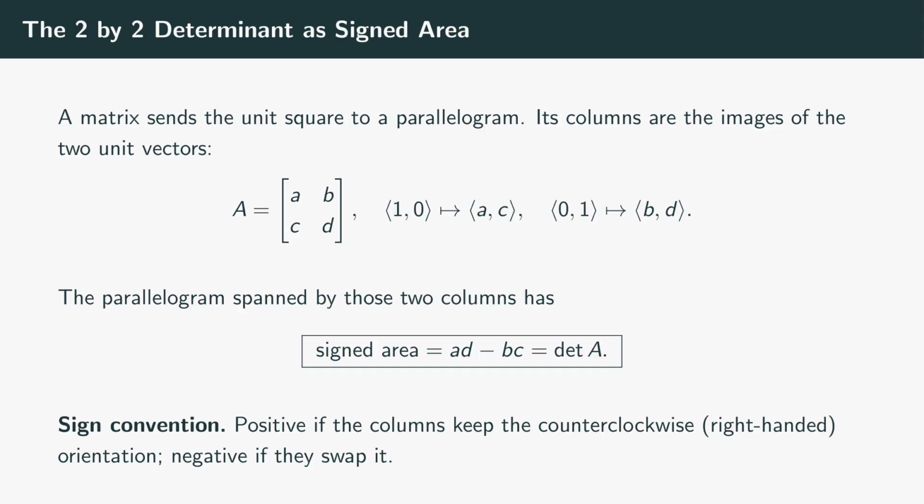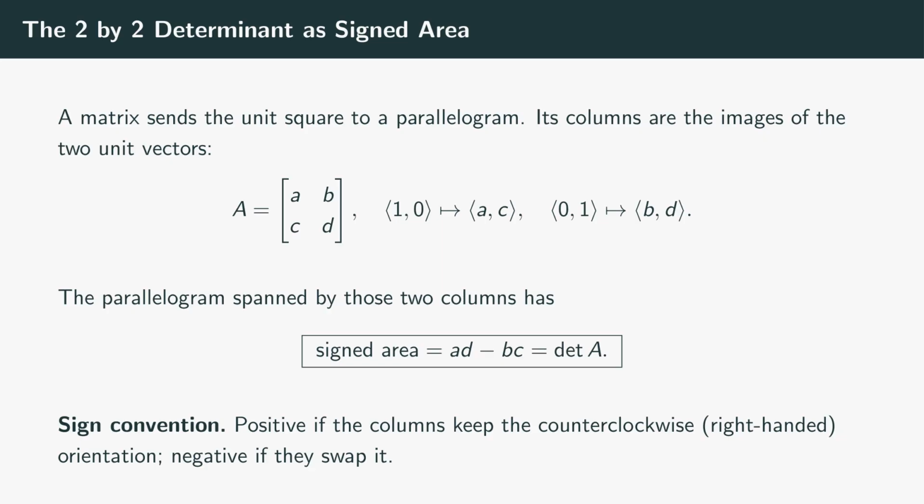Start in 2 dimensions. Picture the unit square, the little square with corners at the origin, and the 2 standard unit vectors. A matrix transforms that square, and because the matrix acts by sending the first unit vector to its first column and the second unit vector to its second column, the square becomes the parallelogram spanned by those 2 columns. For a matrix with first column a, c and second column b, d, the area of that parallelogram works out to a times d minus b times c, and that is exactly the determinant.